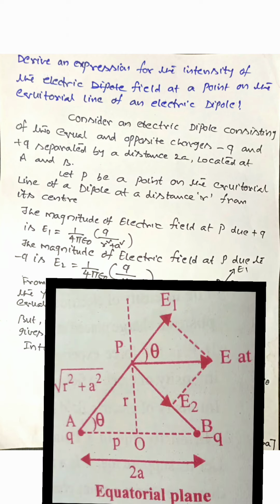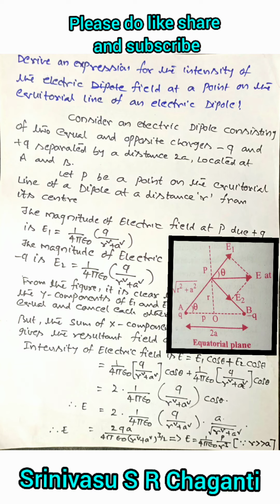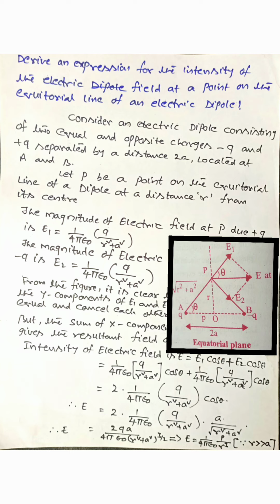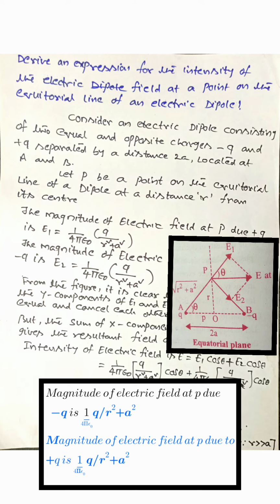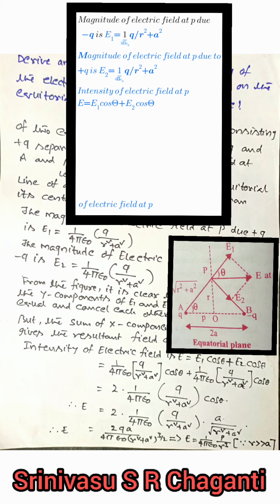Here is the system of two charges minus q and plus q which are separated by a small distance 2a. The magnitudes of electric field intensities at P due to plus q and minus q are 1 by 4 pi epsilon naught into q by (r square plus a square) respectively. It is obvious that y components of E1 and E2 are equal and cancel each other. The resultant electric field intensity due to x components is given by E is equal to E1 cos theta plus E2 cos theta. But from the diagram it is obvious that cos theta is equal to a by root of r square plus a square.